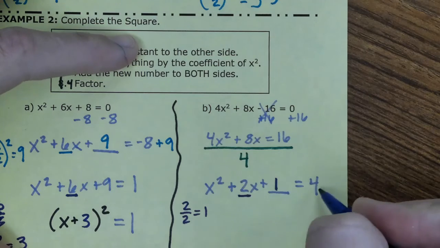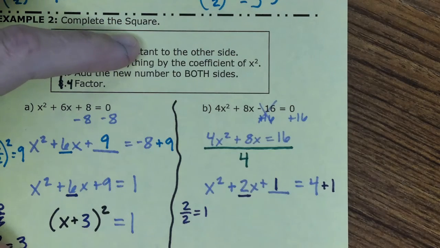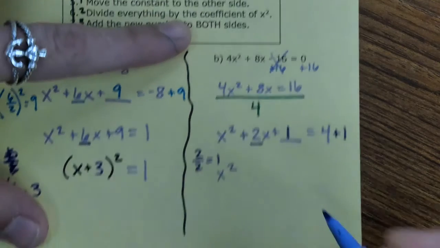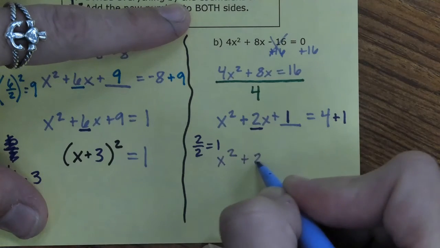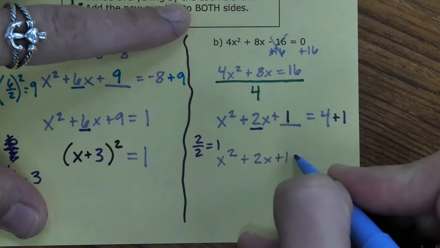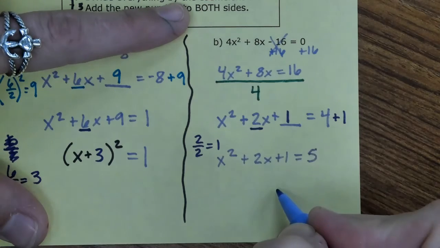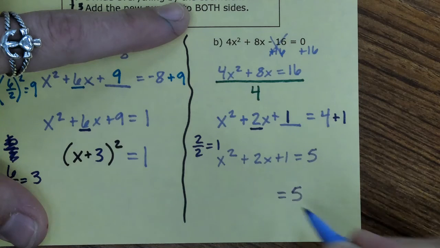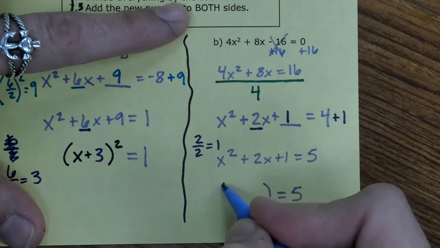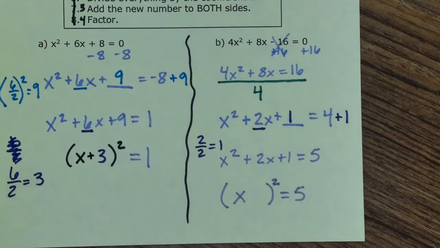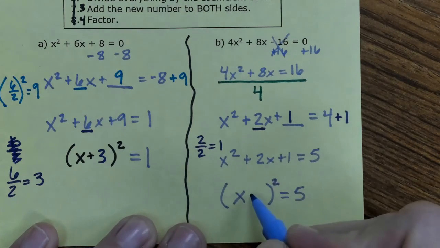But since we added the 1 over here, we have to add the 1 to the other side as well. So we get x squared plus 2x plus 1 equals 4 plus 1, which is going to give us 5. We're going to leave our 5, and we're going to figure out what to do over here with our x. And we see that we don't have any negatives, so we will be adding.